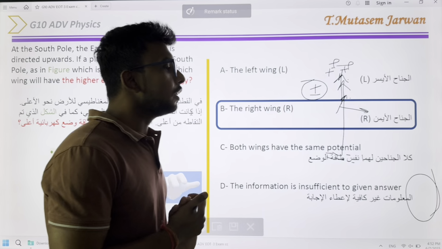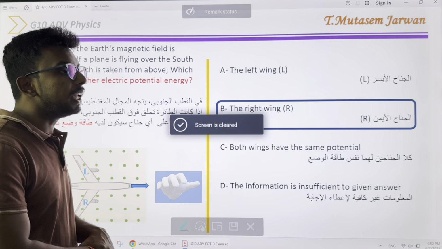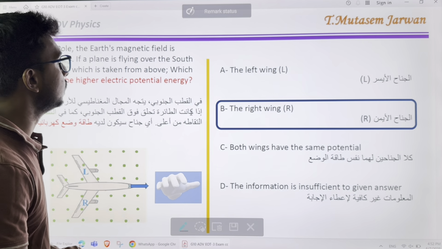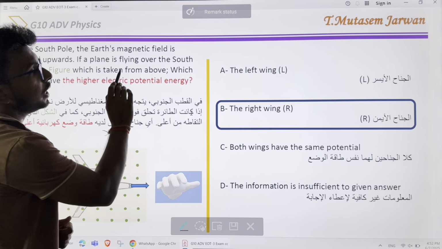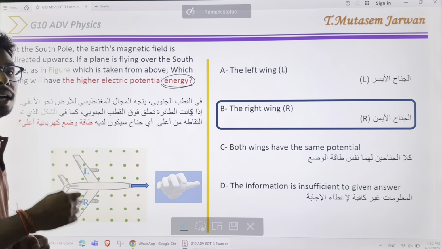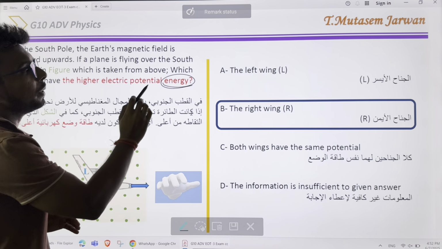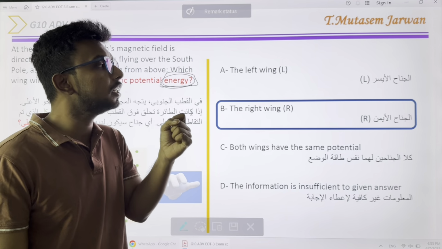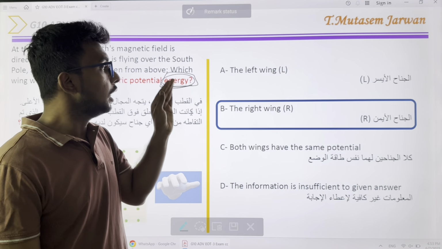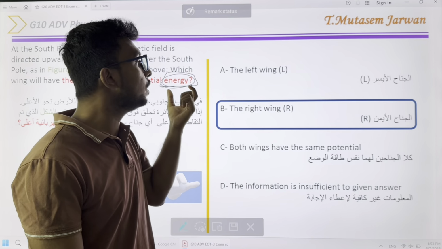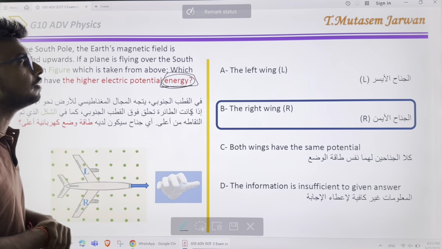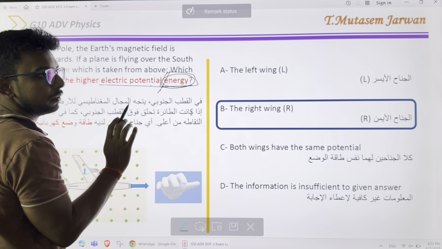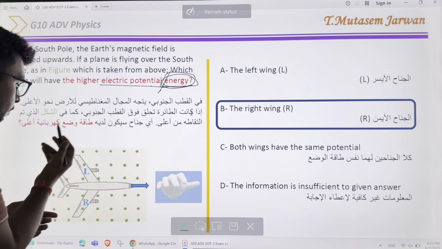At the South Pole, the Earth's magnetic field is directed upwards. If a plane is flying over the South Pole, as in the figure, which is taken from above, which wing will have the higher electric potential energy? Okay, first of all, here they should not have asked electric potential energy. Rather, the question should be electric potential. Why am I saying not electric potential energy? Because to find the absolute electric potential energy is impossible. You always have to take a reference. In general, the reference is taken at infinity. So we are assuming that here they are taking the reference as infinity. But the better question would have been to ask electric potential. Although the answer wouldn't differ here, but still.